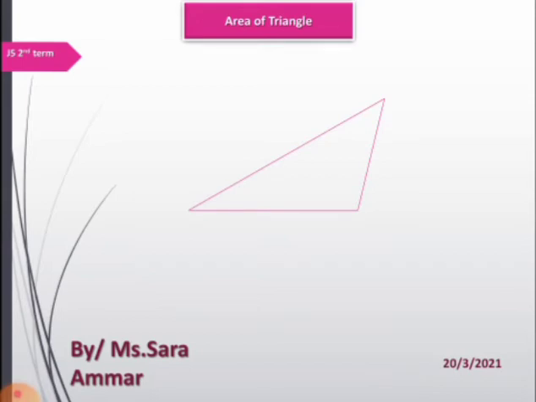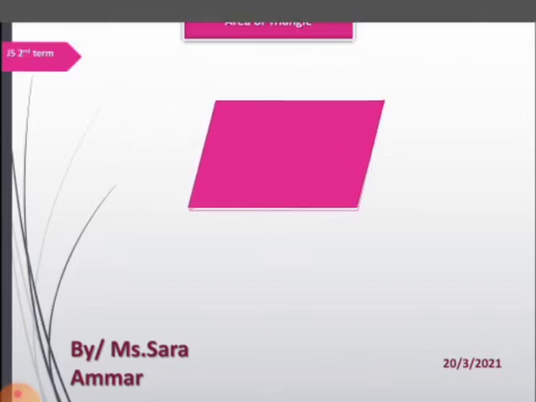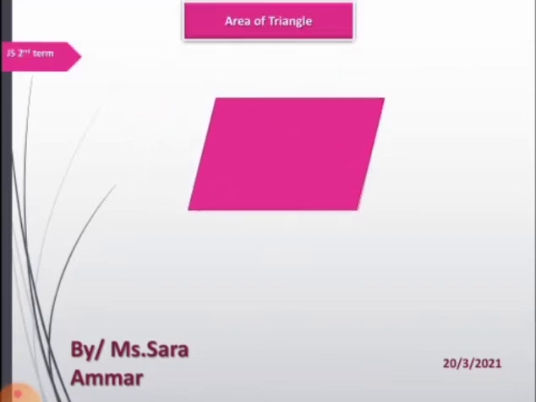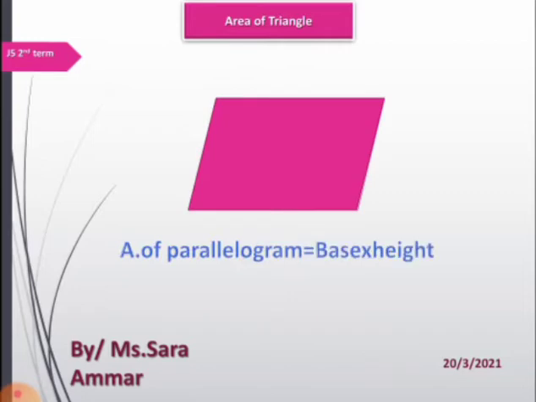Now we're going to talk about the area of the triangle. But first, let's remember together the area of the parallelogram. We said before that the area of the parallelogram is the length of the base multiplied by its height, or the corresponding height. However, if you divide this parallelogram by its diagonal, you find out it's divided into two congruent triangles, two triangles equal in area.